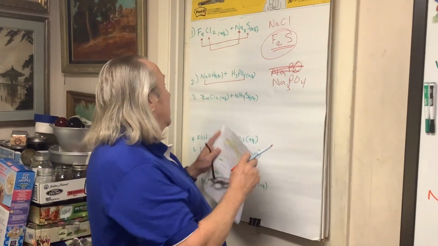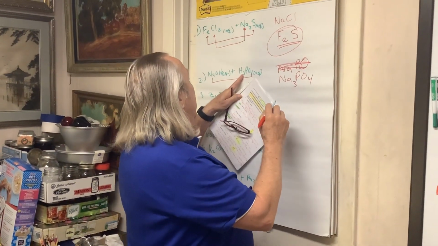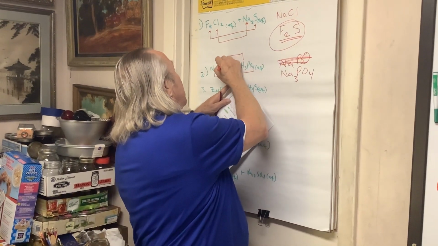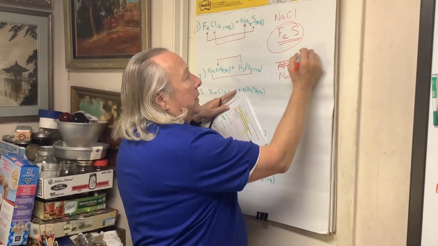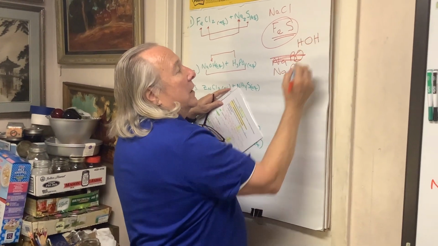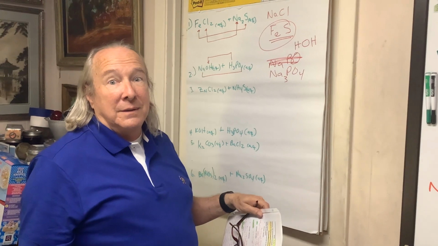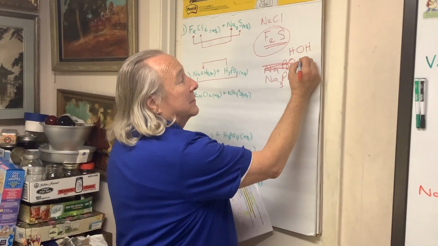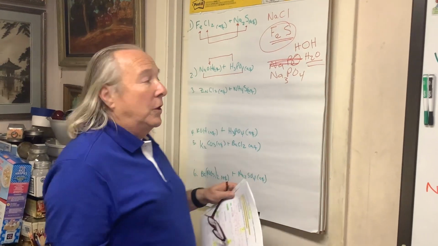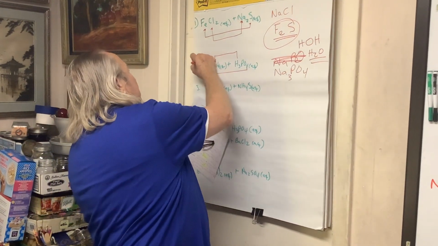And the next one would be the hydrogen goes with the OH minus. What do you get when you mix hydrogen and hydroxide? Not HO, but H2O, water. So this one is no visible reaction.